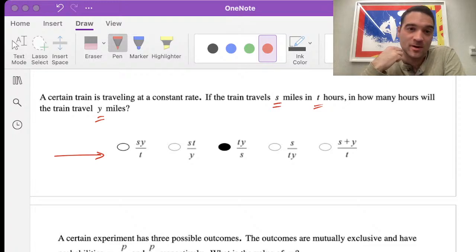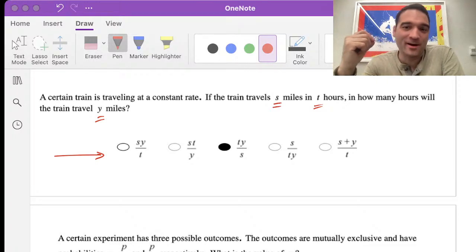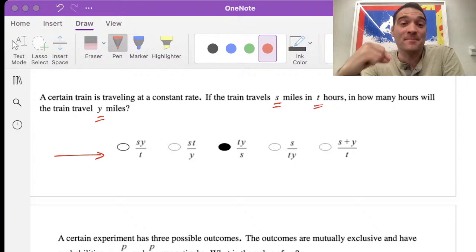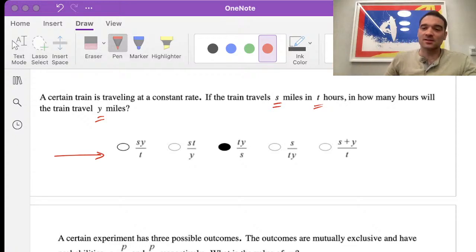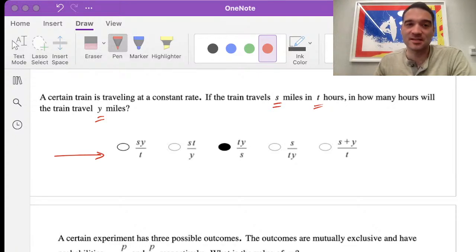GRE loves these kind of questions because you can solve them without algebra. And how do we solve them without algebra? Well, we pick our own numbers. So let's just pick some numbers to go in for S, T, and Y.